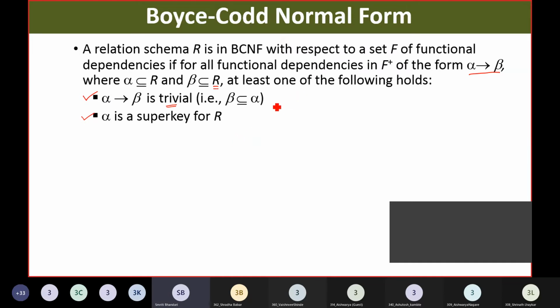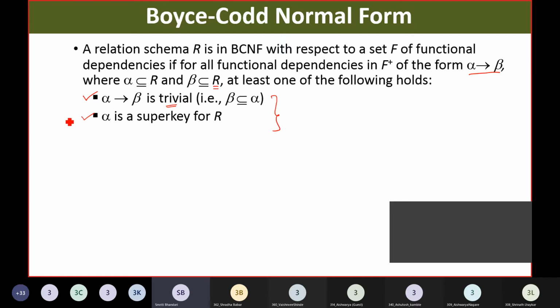I repeat, what are the conditions? Either one of the conditions must be satisfied for a particular dependency alpha to beta in our F plus. So what is the condition? Either the dependency is trivial, meaning beta should be a subset of alpha, or alpha must be a super key for relation R.